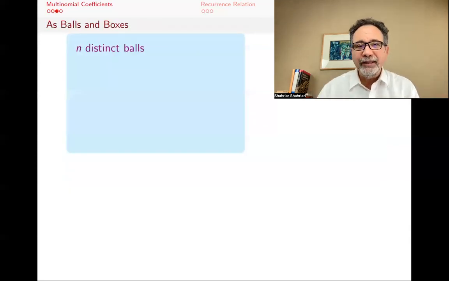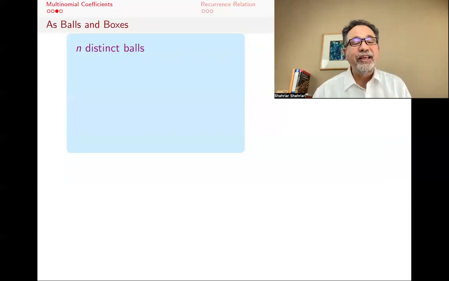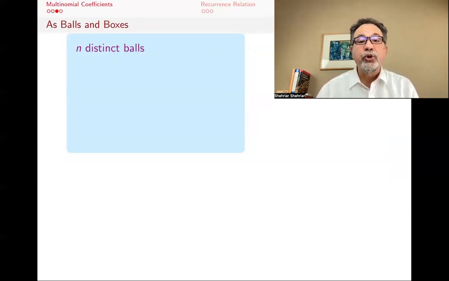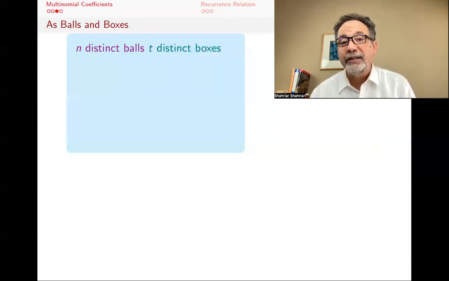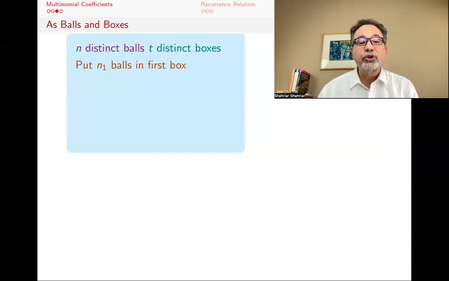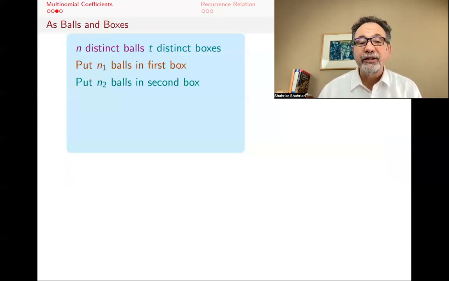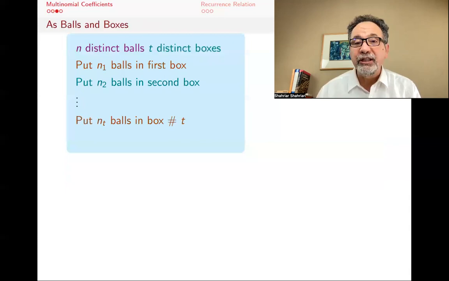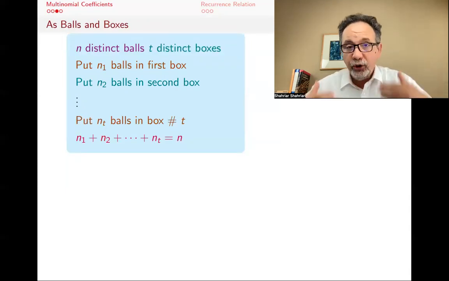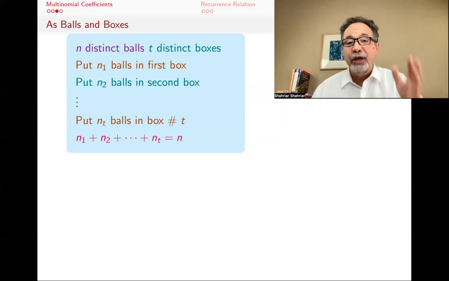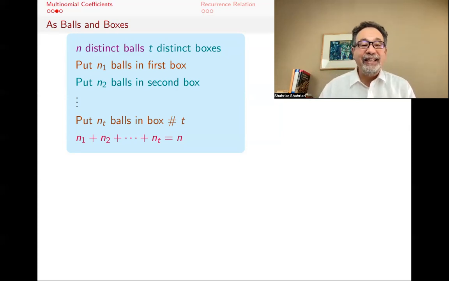You can also think about these, as we often do, as a balls and boxes problem. So let's say you have n different balls, maybe each one of them has a number on it, and t distinct boxes, t different boxes. And what you want to do is put n1 balls in the first box and n2 balls in the second box, and then nt balls in box t, and n is the sum of those. So you're going to put all your balls in the boxes, but you have prescribed how many go in box 1, how many go in box 2, how many go in box t. And again, the balls are different from each other and the boxes are different from each other. In how many ways can you do that?